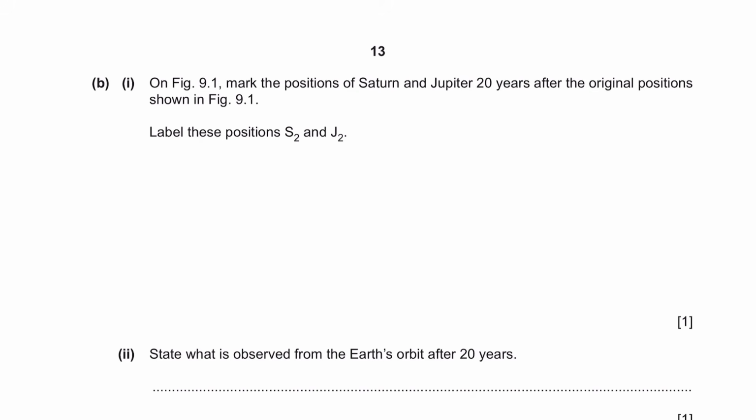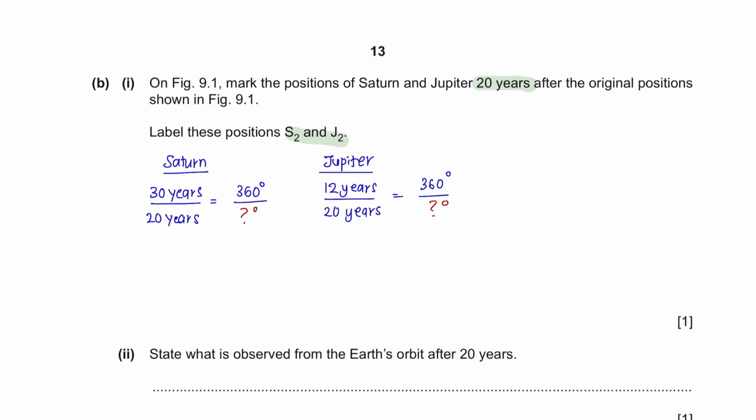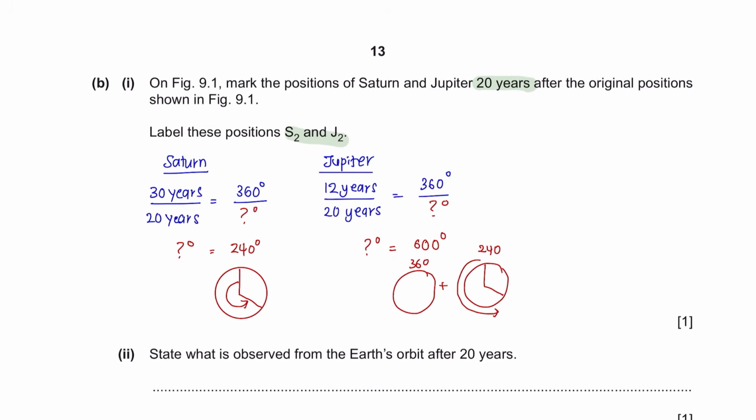Question B. Part 1. On figure 9.1, mark the positions of Saturn and Jupiter 20 years after the original position shown in figure 9.1. Label these positions as S2 and J2. Okay, we'll repeat using the same method. After 20 years, the position of Saturn would be in an angle of 240 degrees anti-clockwise from where it started. And for Jupiter, it would be at an angle of 600 degrees. So 600 degrees means that it has completed one full circle of 360 degrees plus another 240 degree angle anti-clockwise.